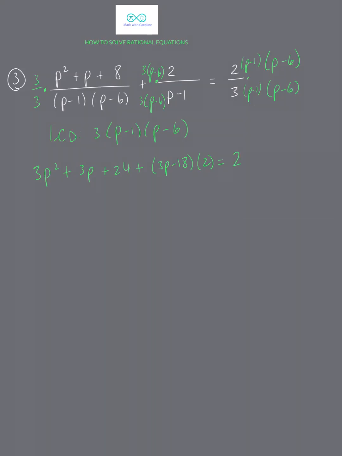So we'll leave that 2 in the front, and then p minus 1 times p minus 6 would be p squared minus 6p minus 1p, so that'll be minus 7p. And then -1 times -6 will be positive 6.